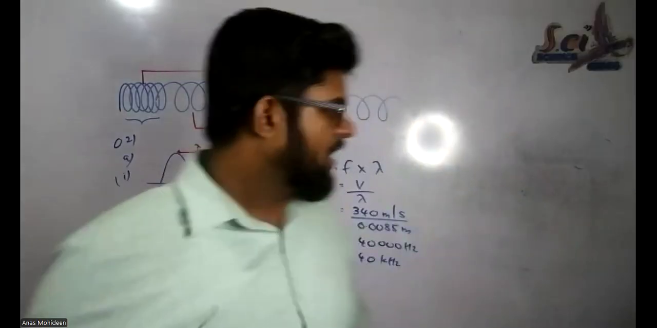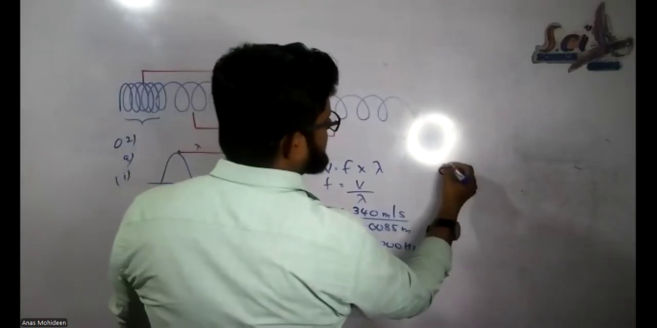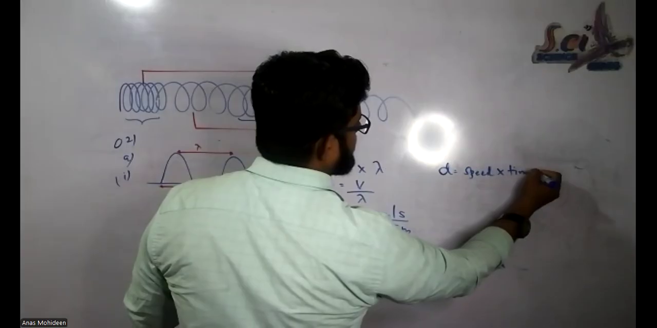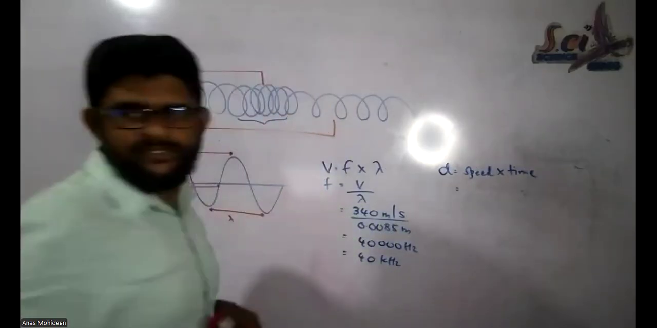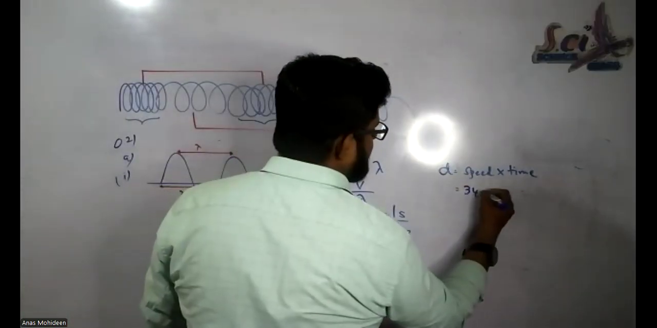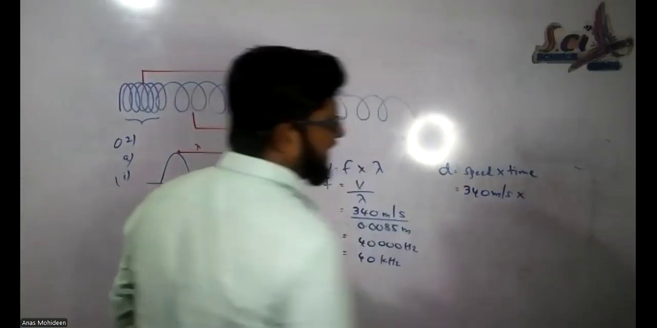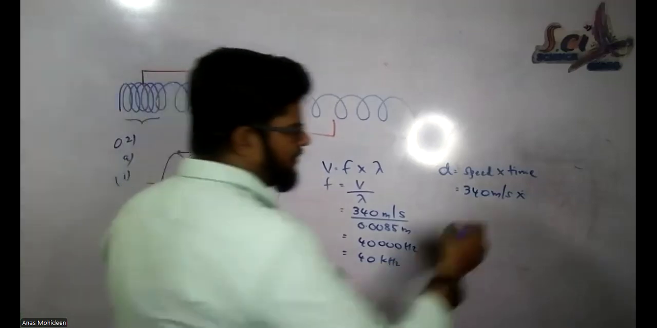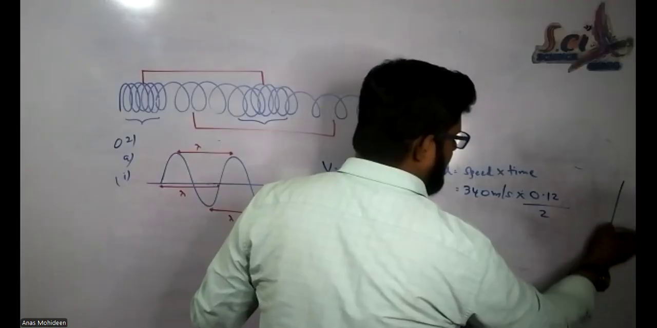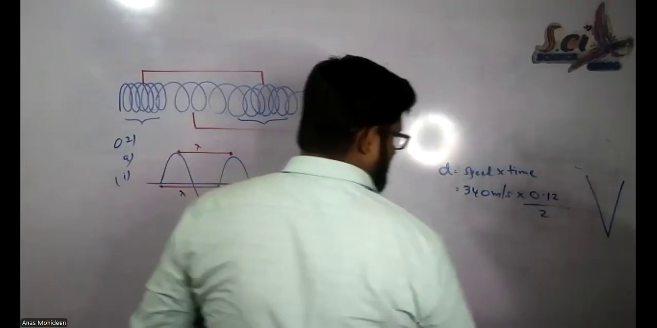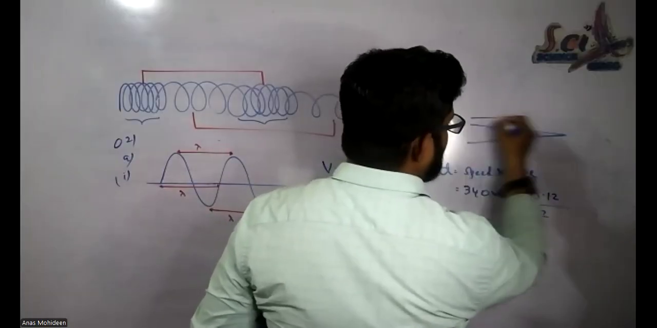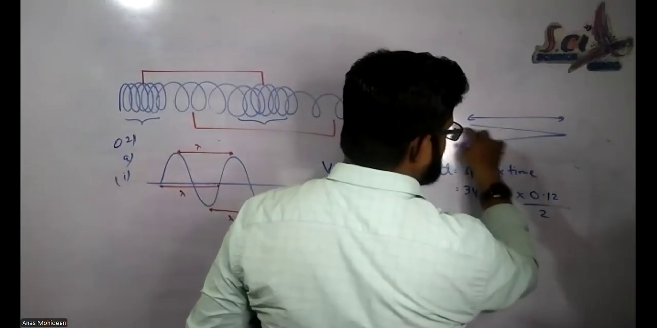Calculate the distance. How do we find out the distance? Distance equals speed into time. What is the speed given? Already the speed was given, 340 meters per second, and the time is given, 0.12. We have to divide by 2. Why am I dividing by 2? Because it goes down and comes back. Let me take a horizontal path. It goes and comes back. So two paths are there, but I need only one distance.